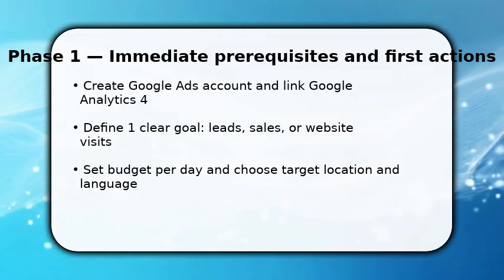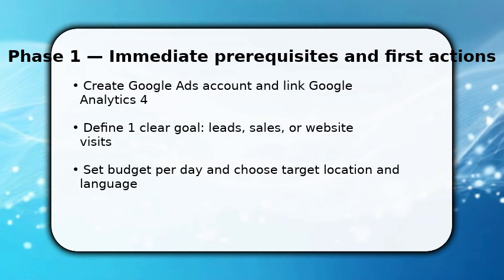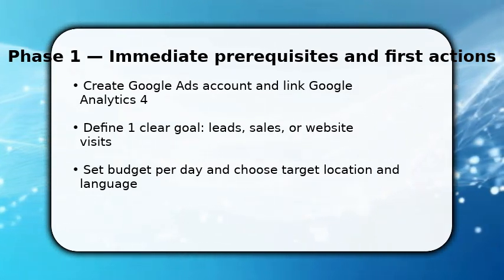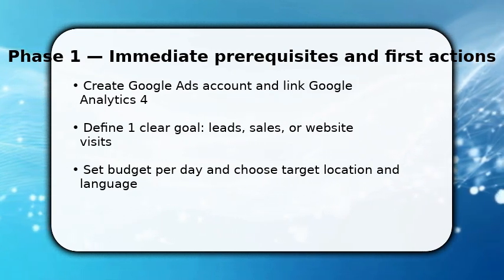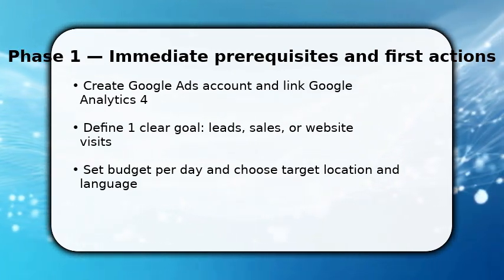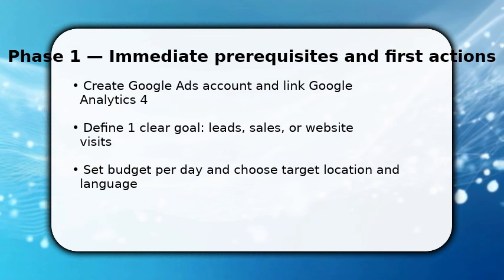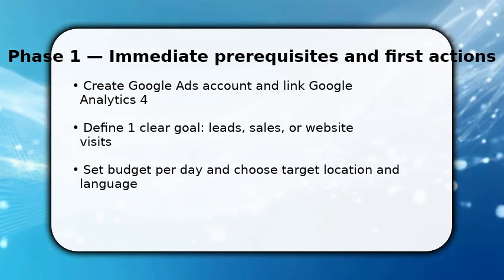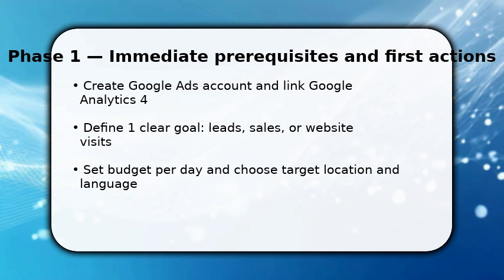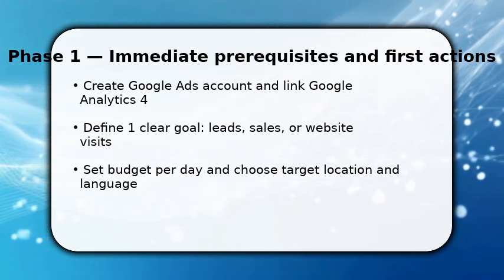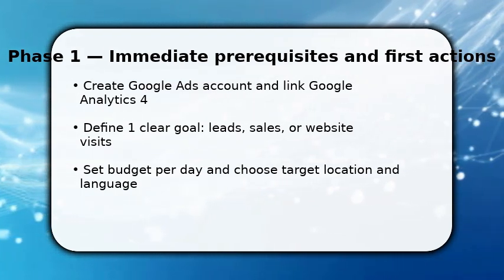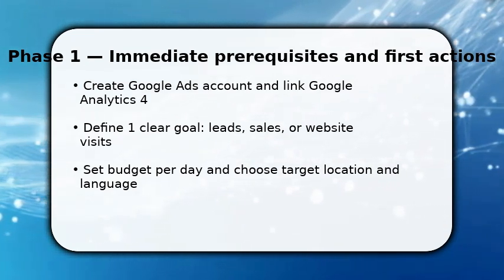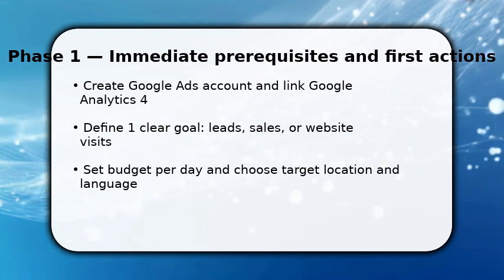You open Google Ads and link analytics so you can track real conversions. This matters because data drives optimization. Start by choosing one measurable goal, leads, sales, or traffic, and pick a daily budget you can sustain. Once done, set geographic targeting and language to avoid wasted clicks. Make sure to enable conversion tracking now, because without it you'll guess which ads work. These first steps minimize guesswork and let you move quickly into campaign creation.